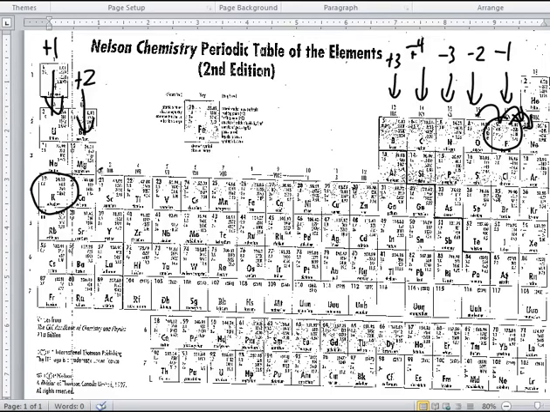Now, all of these ones in here, you're going to have to look at the charge given. So if we look at manganese, it has a +2 or a +4, and you just have to look at your periodic table to find that out. And we'll talk more about these ones later.